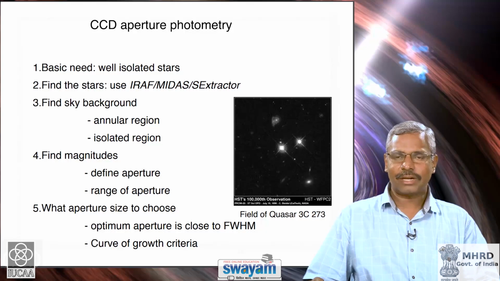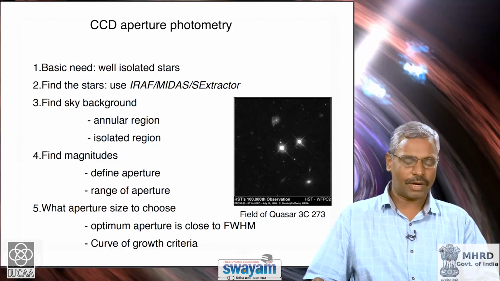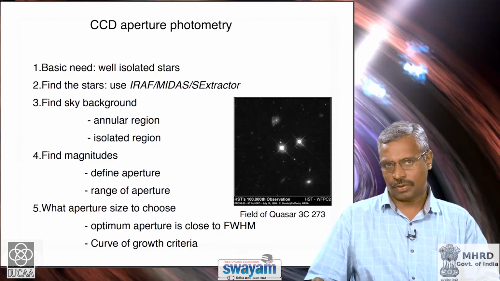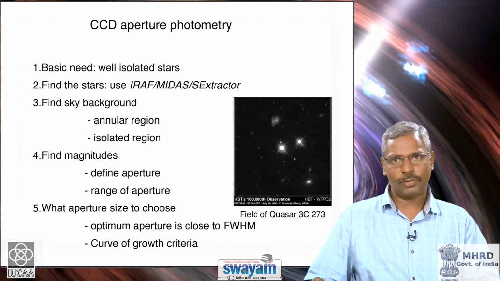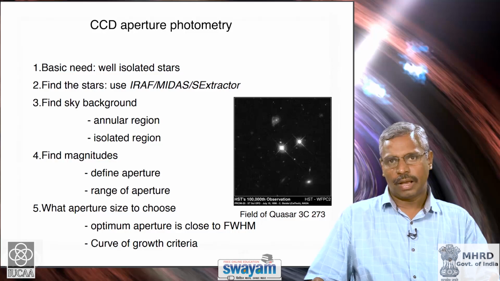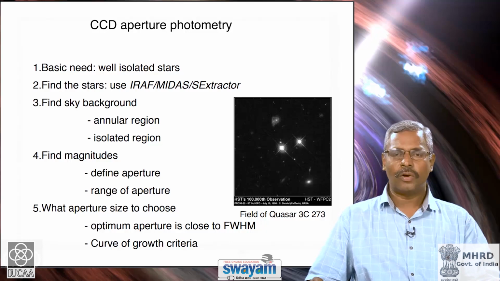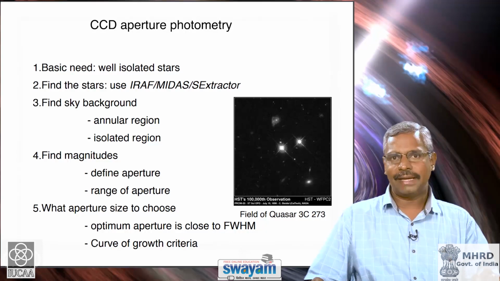The definition of the aperture cannot be arbitrary, because we cannot choose any aperture to collect the photons. Selecting too small an aperture will lead to a condition where we are not able to pick up all the photons coming from the star. Alternatively, if you choose a bigger aperture, you collect more noise photons relative to the source photons. So, the ideal aperture to choose for photometry is one which is close to the full width at half maximum of the light distribution coming from the star.